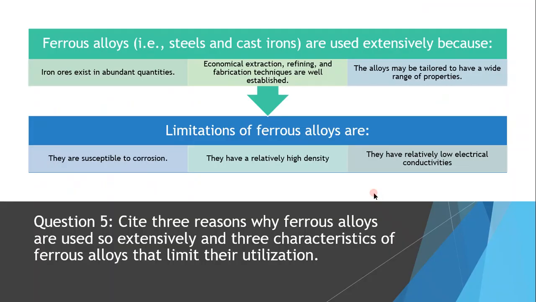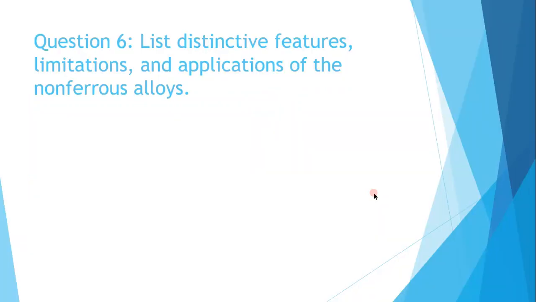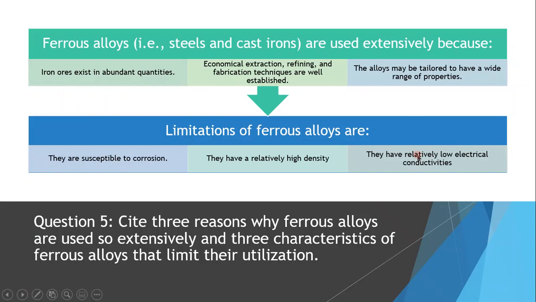Alright, cite 3 reasons why ferrous alloys are used so extensively and 3 characteristics of ferrous alloys that limit their utilization. This one is probably one of the most important things to remember, is that ferrous alloys, the steels and cast irons, are used extensively because iron ores exist in abundant quantities. There's an economical extraction, refining and fabrication techniques. They're all well established. The alloys may be tailored to have a wide range of properties, but the limits are that they are susceptible to corrosion, they do have a relatively high density, and they are relatively low in electrical conductivity.